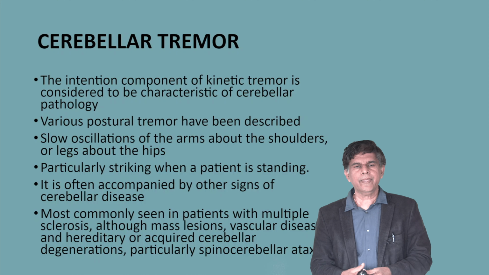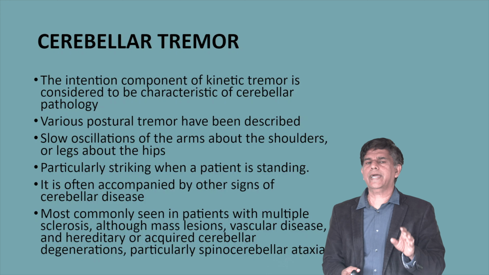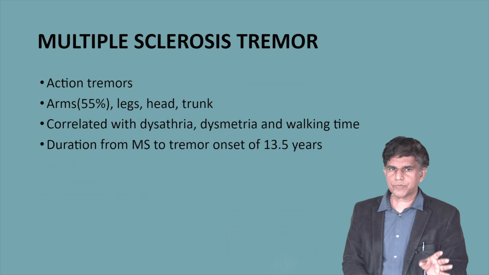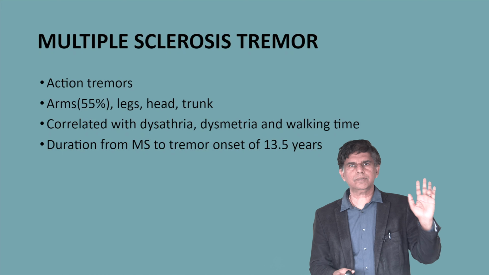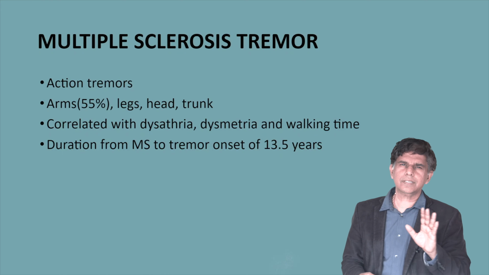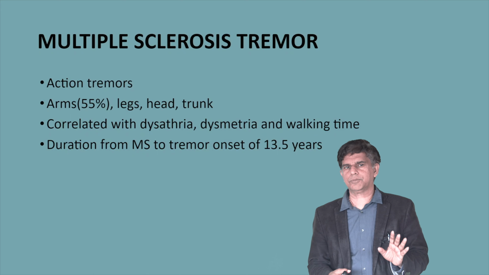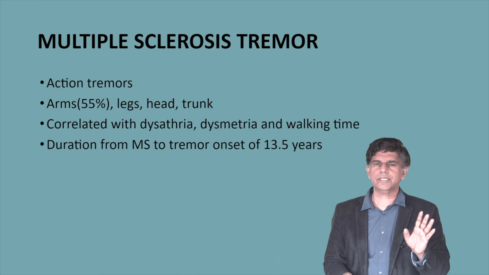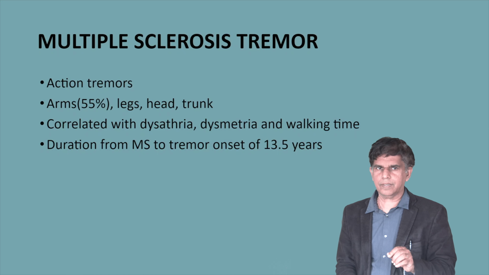spinocerebellar ataxia. Multiple sclerosis tremor, action tremors, again, in the arms 55%, and usually these symptoms start developing around 13 years or later after the onset of multiple sclerosis. Also with dysarthria, dysmetria, and walking affected.